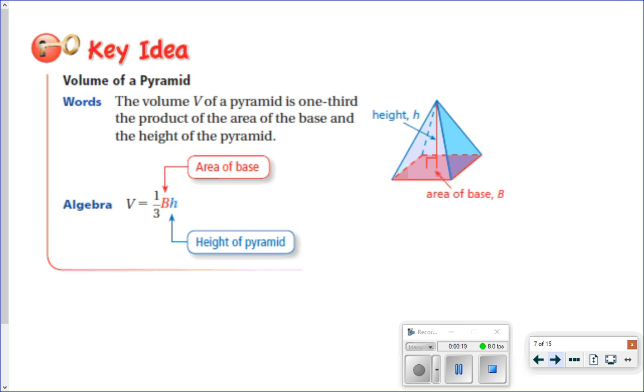The volume of a pyramid is 1/3 the product of the area of the base and the height of the pyramid. If we looked at a rectangular prism or a triangular prism that had the same area of the base and the height, it would take 3 of them to fill up that prism. So I'm just going to show a quick picture of what I mean.